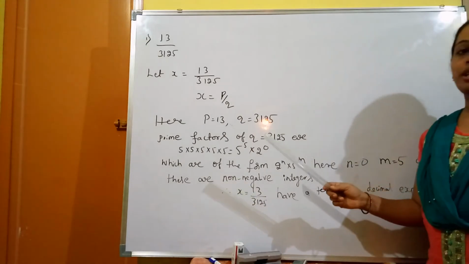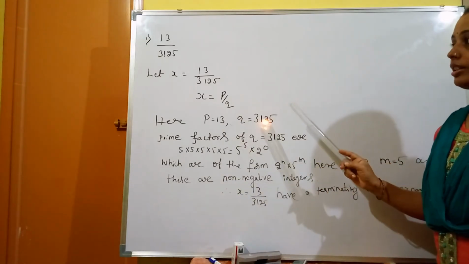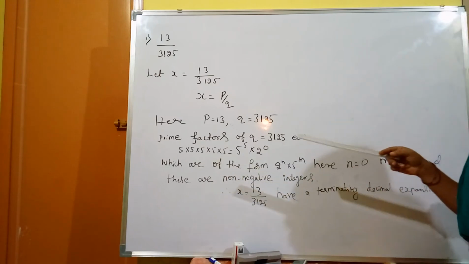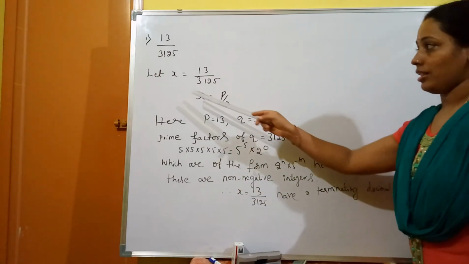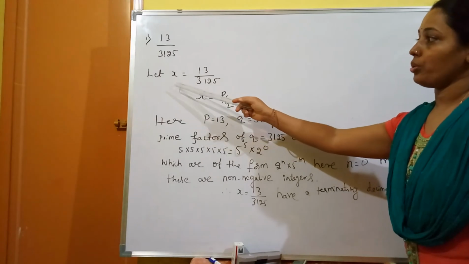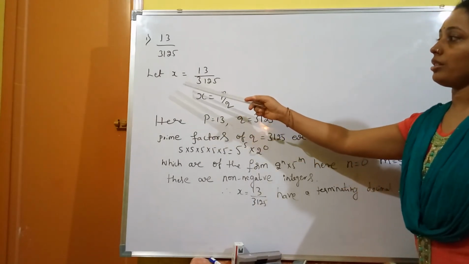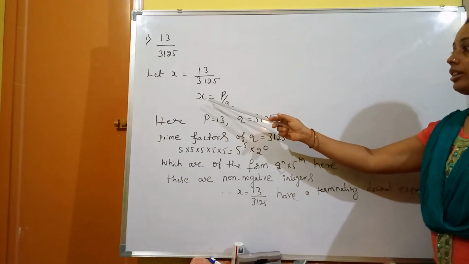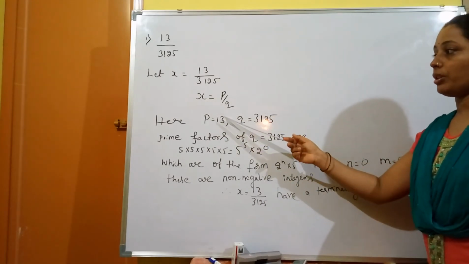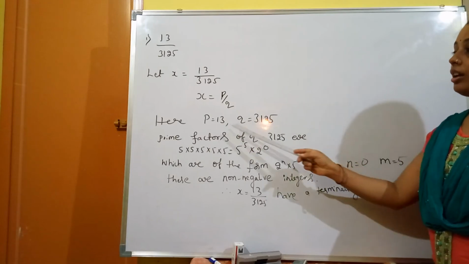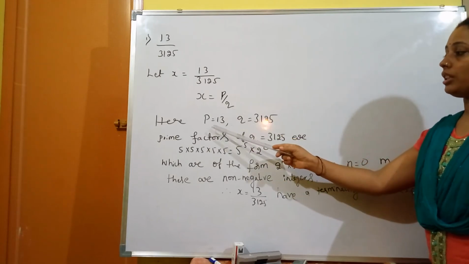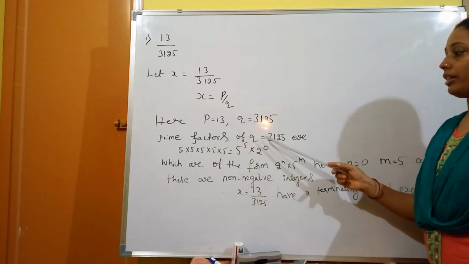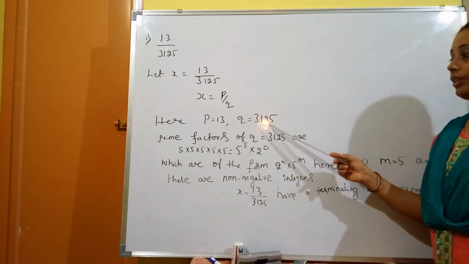Have you understood, student? I will repeat this problem once again. Afterwards, we will do some more problems based on this topic. Let us take the number as x is equal to 13 by 3125, and we can express it in the form of p by q, where q is not equal to 0. Here p is 13, q is 3125. What are the prime factors of q? We should use the prime factorization method.